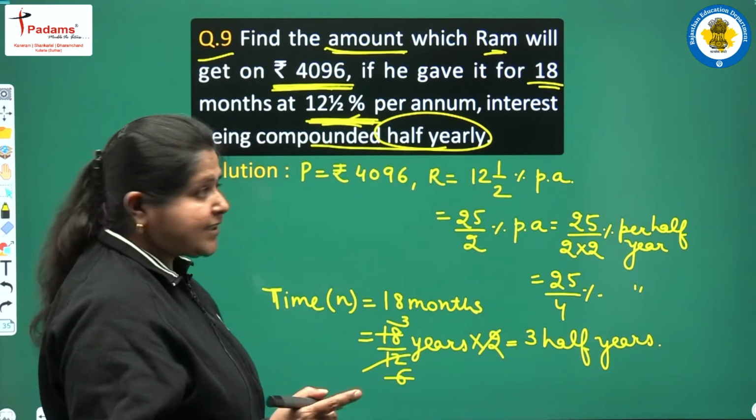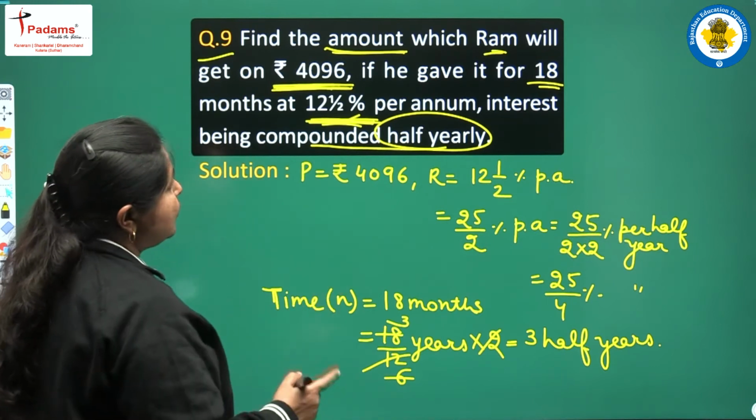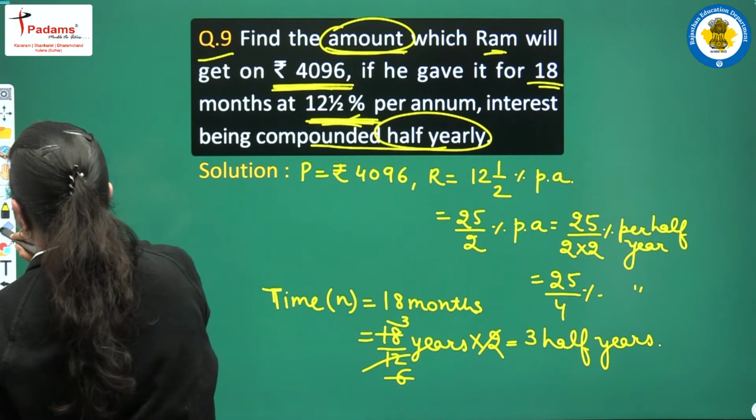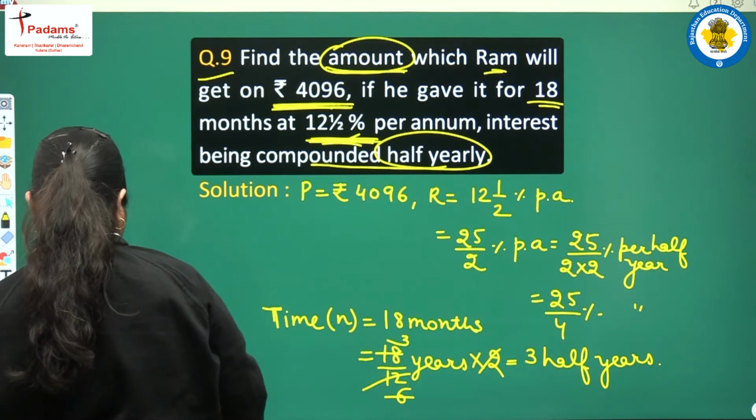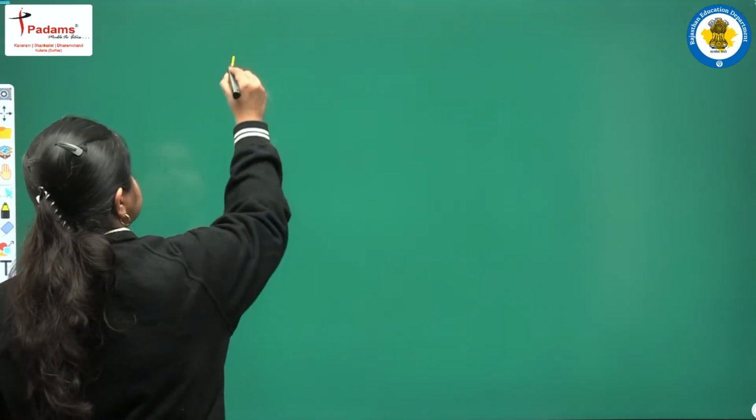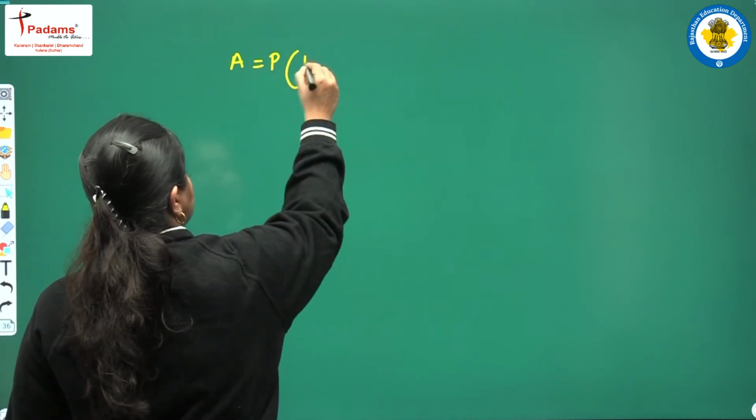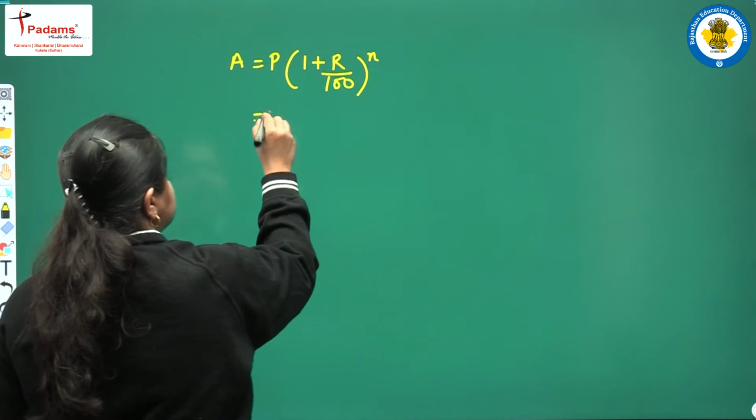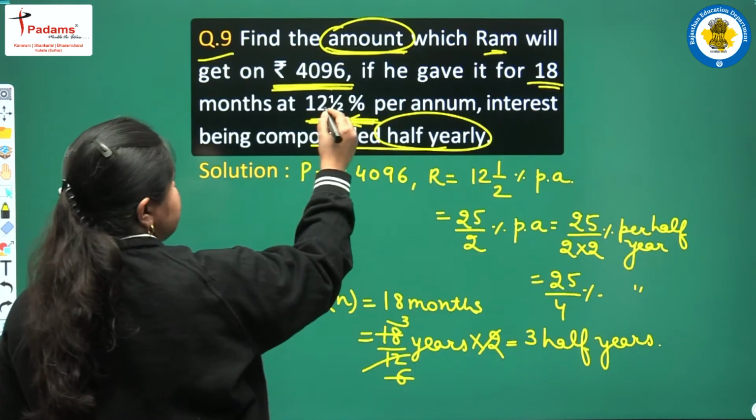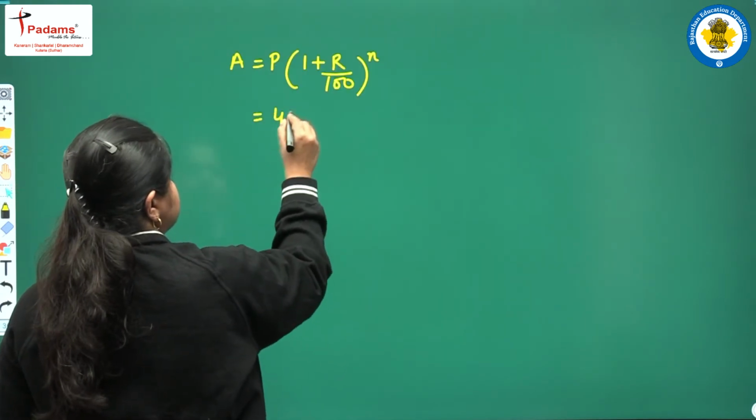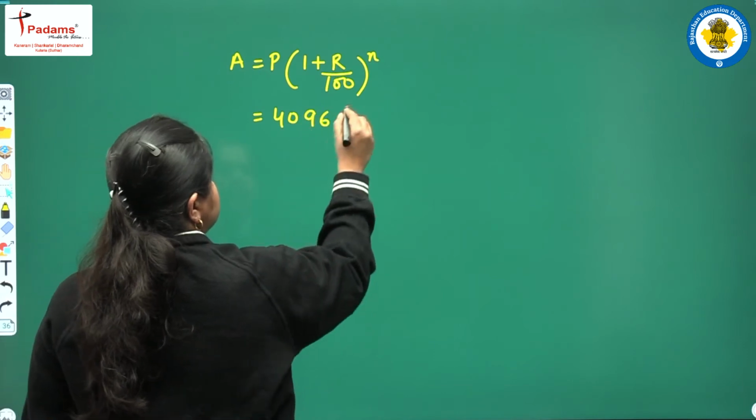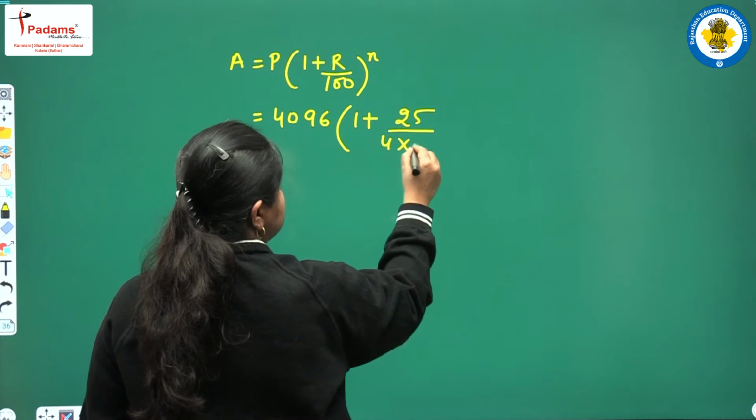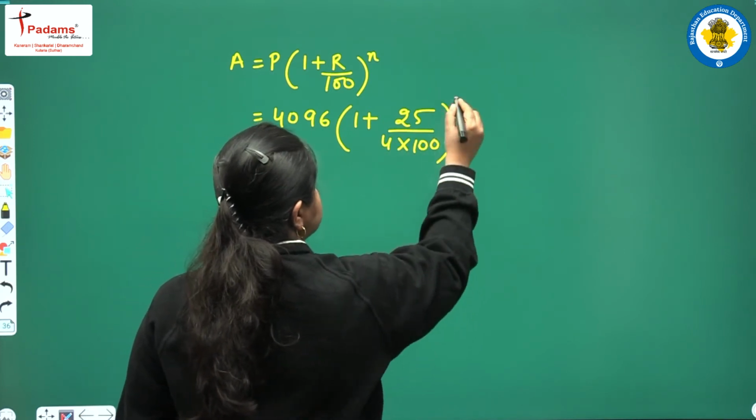ठीक है, नेक्स्ट व्हाट वी हैव टू डू, वी हैव टू फाइंड द अमाउंट. तो लेट अस टेक द न्यू पेज. Amount is given as P into (1 plus R upon 100) raised to power n. The principal is 4,096. 1 plus rate will be 25/4 into 100 and the time now is 3.